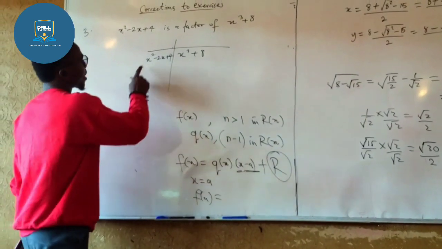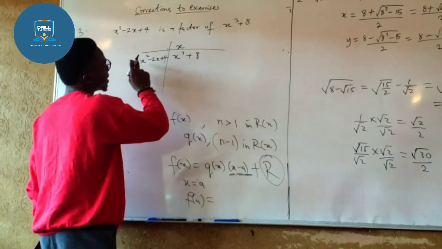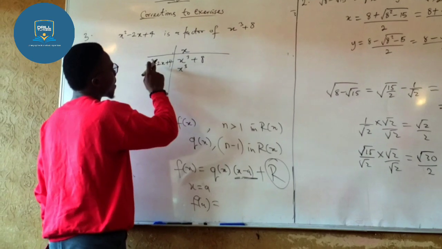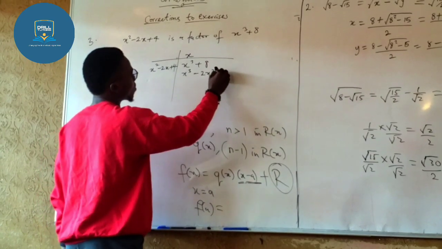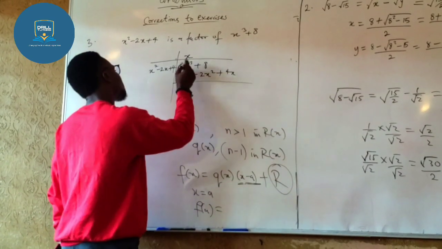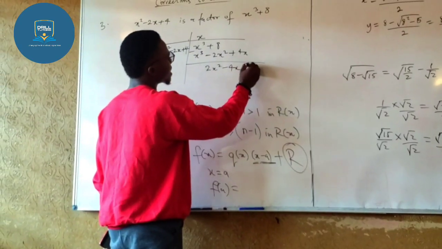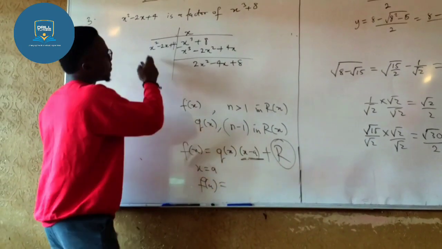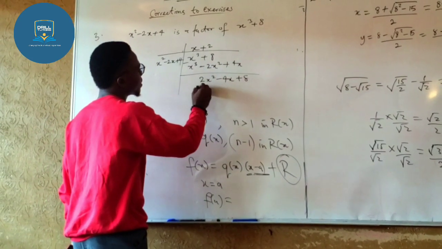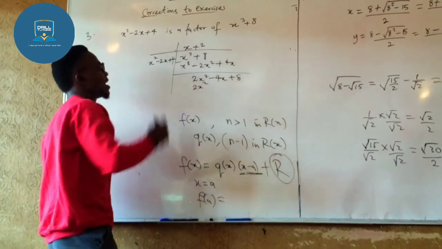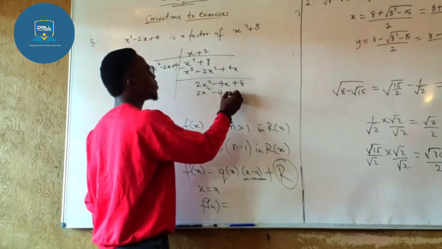Okay, let's divide. x cubed divided by x squared will give you x. And x squared times x is x cubed, minus 2x times x is minus 2x squared, and 4 times x is of course plus 4x. Subtracting the two expressions from each other will give you 2x squared minus 4x plus 8. 2x squared divided by x squared will give you plus 2. x squared times 2 will give you 2x squared, minus 2x times 2 will give you minus 4x, and 4 times 2 will give you plus 8.